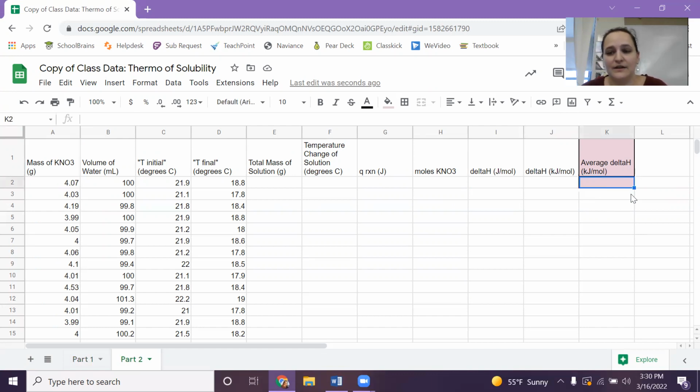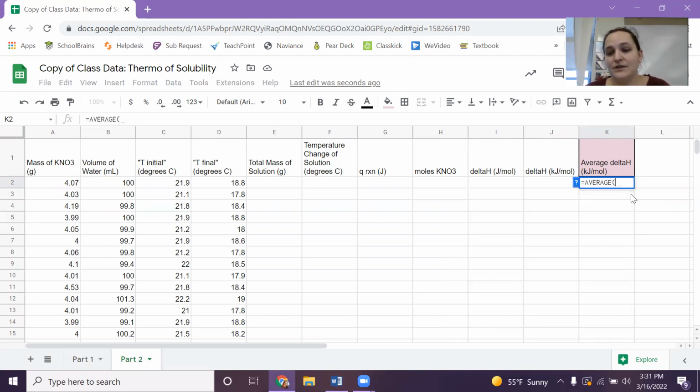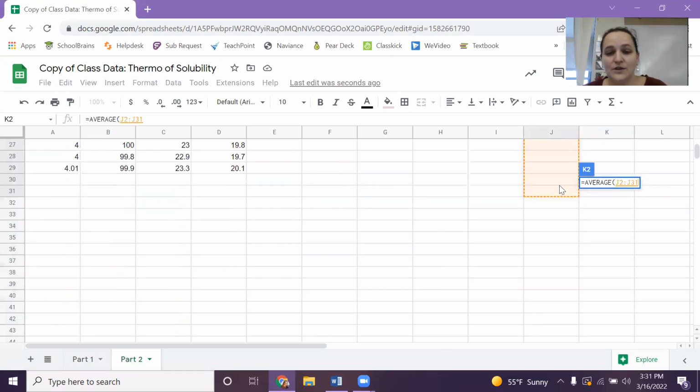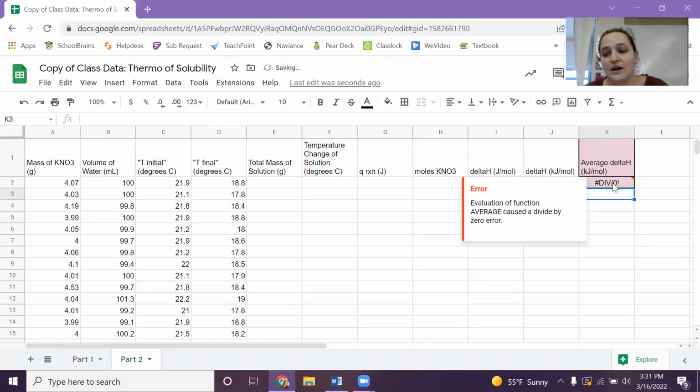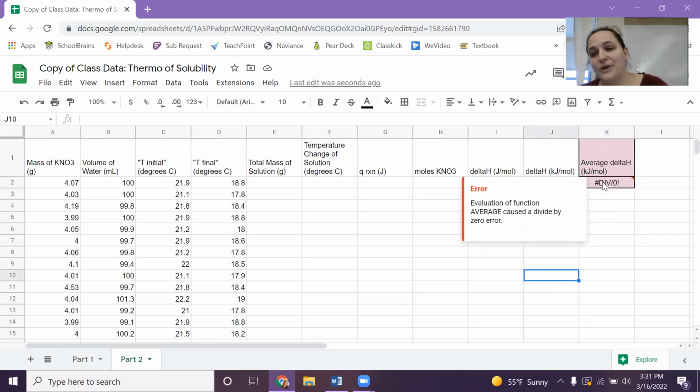So to do that, you can just tell the spreadsheet to use the average function. Spreadsheets have lots of functions built right into them. So if you type equals average and then open parentheses and then select the range that you want to take the average of, so it's going to end up being these cells, close parentheses and hit enter. Right now it's giving me an error because there's nothing in here. But when there are values in all of these cells, that will automatically take the average for you.